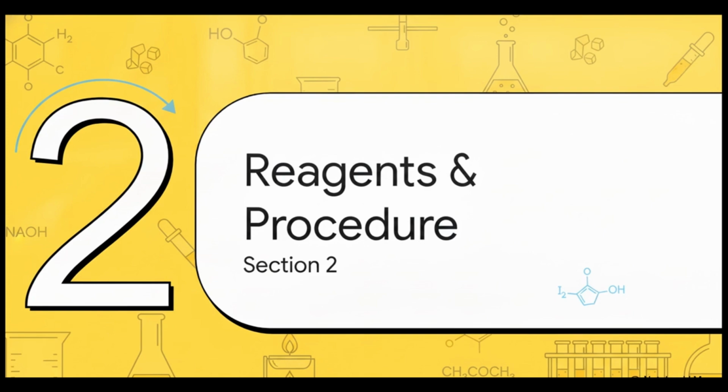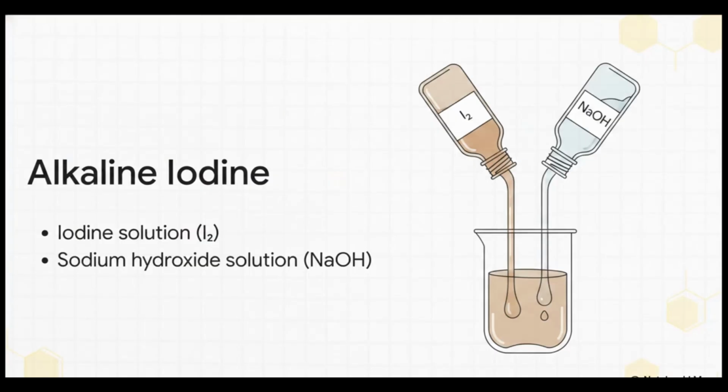Moving right along to section 2, reagents and procedure. Let's take this from theory straight into the practical lab setting. To actually pull off this test, you only need 2 super common reagents. First up, iodine solution. Second, sodium hydroxide solution. And when you mix these 2 together in the lab, chemists call the resulting mixture alkaline iodine. Definitely keep that term in your back pocket for exams. This combo is the reactive heart of the whole test. It provides both the iodine atoms and the alkaline environment you need to tear those target molecules apart.